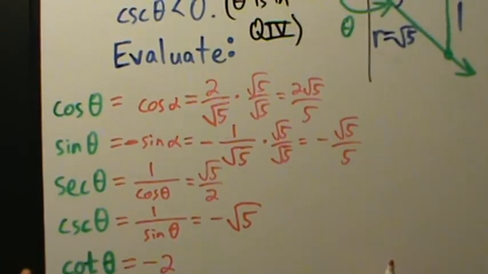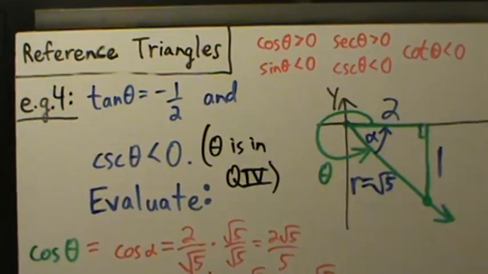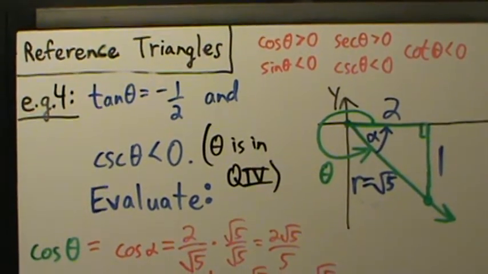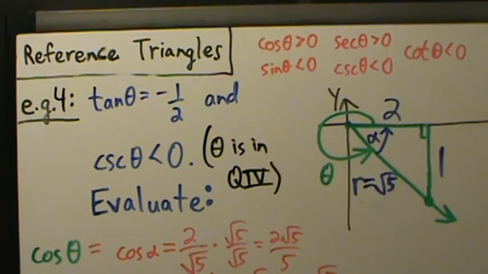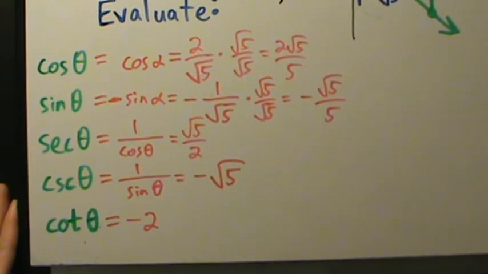This is example 4 with reference triangles, and here we had one in the 4th quadrant. So not terribly different from quadrant 2 and quadrant 3, right? Just got to be careful about what's positive, what's negative, things like that. So anyway, that's example 4 with reference triangles. Here's the problem statement, here are our answers again, and that's example 4.